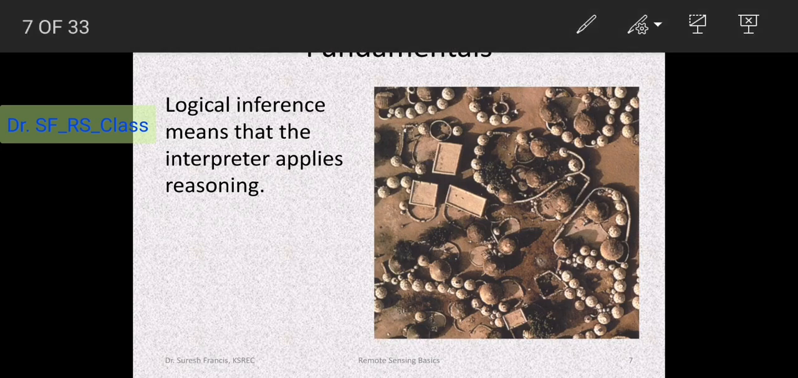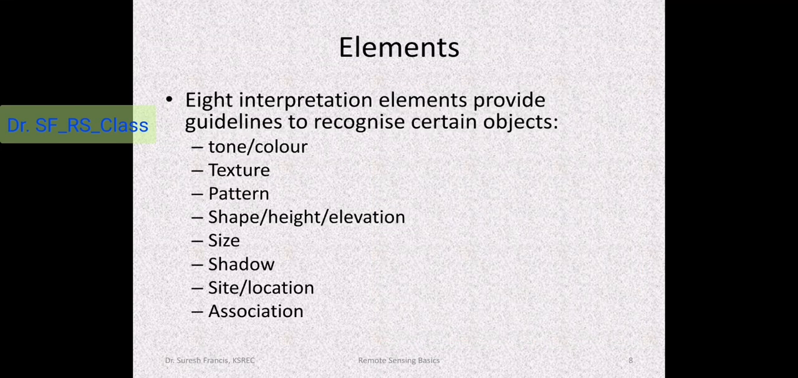So these are the two different things. You can come out with inferences from the images that you are seeing, and all these inferences and interpretation is achieved basically with the help of certain interpretation elements or guidelines to recognize the objects. There should be a standard guideline or elements of interpretation which make everybody recognize the image and the object similarly.